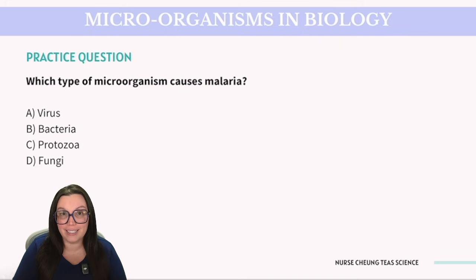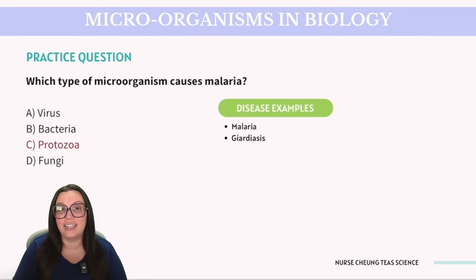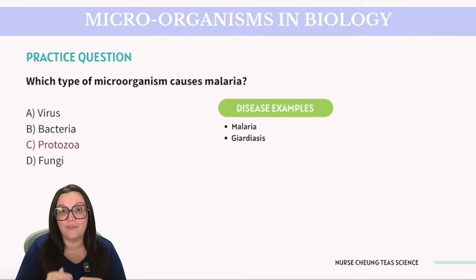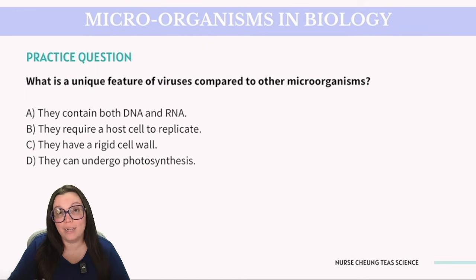Which type of microorganism causes malaria? Is it virus, bacteria, protozoa, or fungi? And the correct answer is C, protozoa. Malaria is caused by protozoa, which is transmitted to humans from a bite of an infected female mosquito. What is a unique feature of viruses compared to other microorganisms? Is it A, they contain both DNA and RNA? B, they require a host cell to replicate?